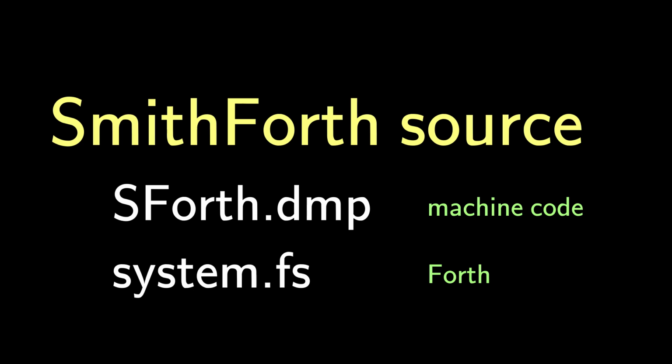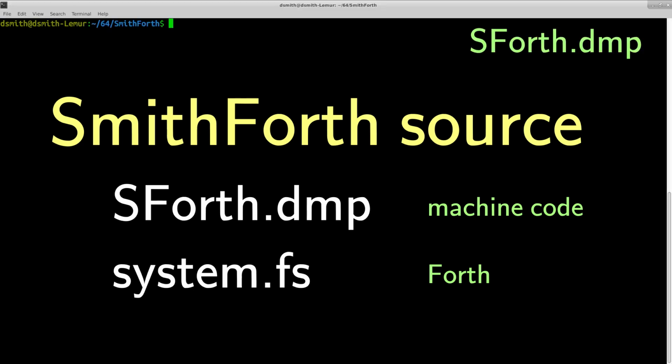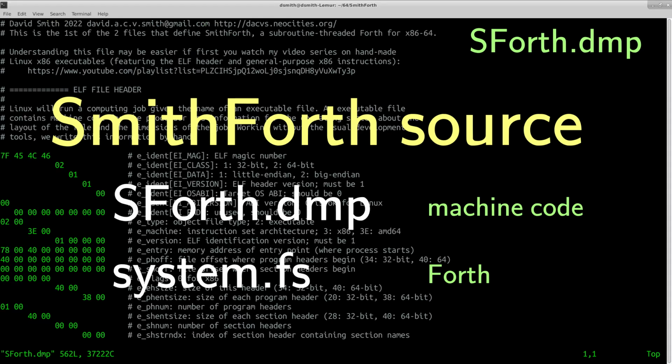Now we're going to look at the SmithForth source code from beginning to end. Please find the source code on my webpage. SmithForth consists of two source files. sforth.dmp is a text file. You might call it a hex dump or an annotated hex dump that we convert to a binary file. The resulting binary is a primitive Forth system of about 1,000 bytes of machine code. The other file, system.fs, is about 1,000 lines of Forth that extend the primitive Forth system to a standard Forth system.